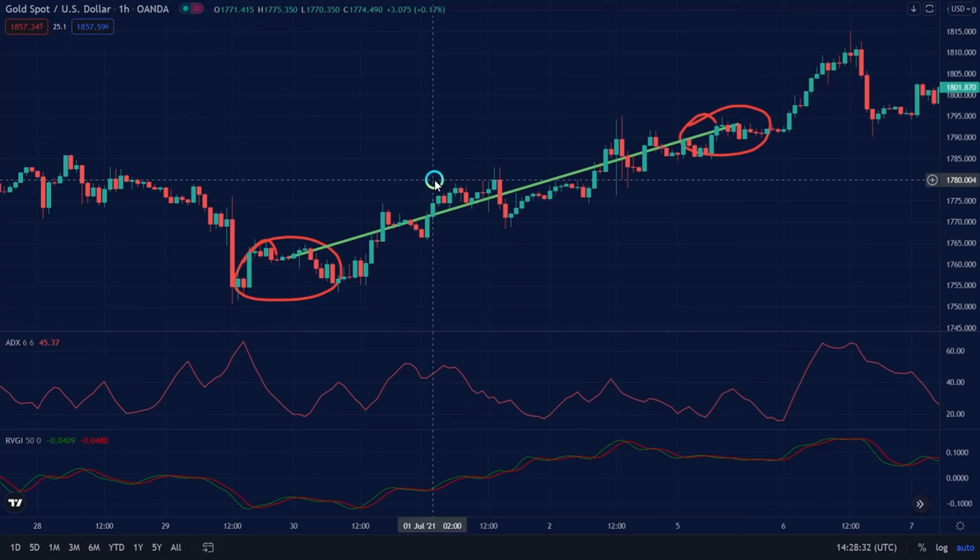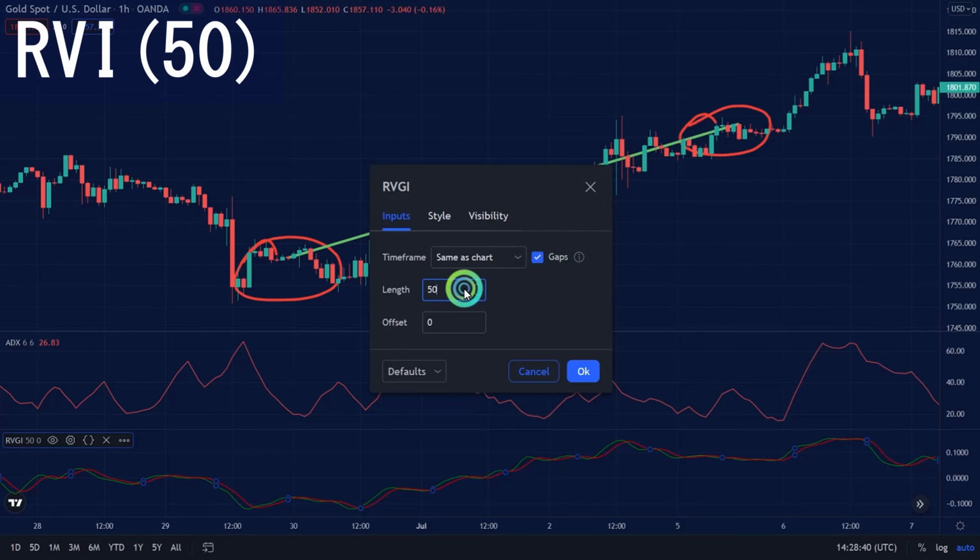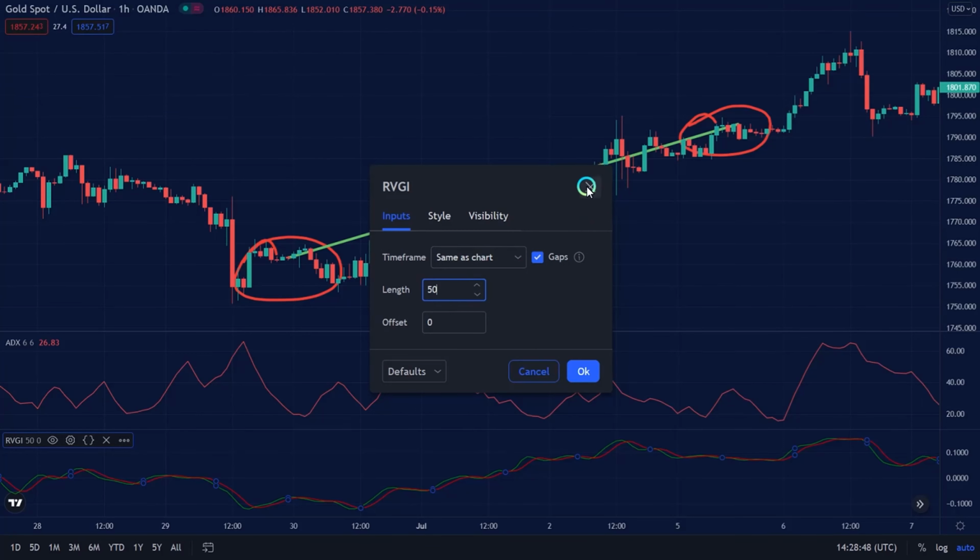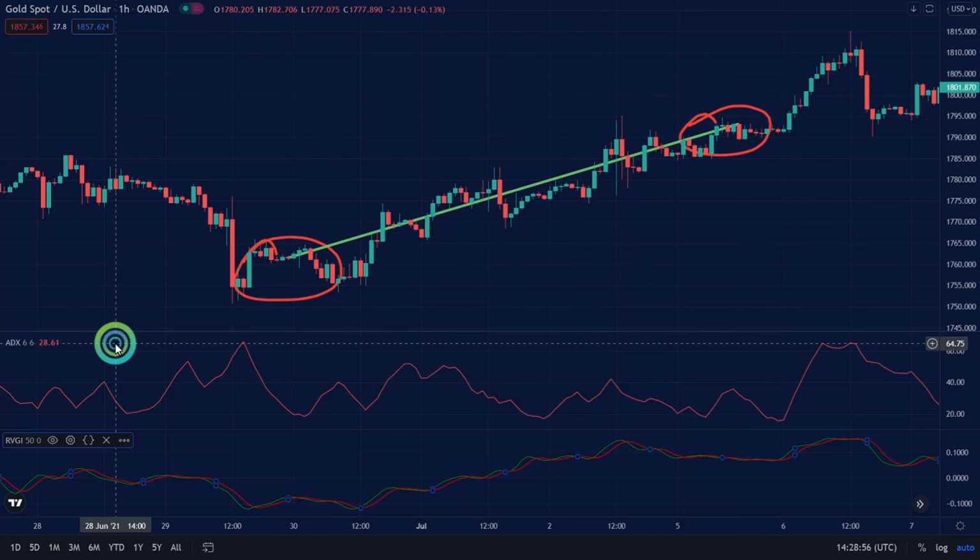So the numbers are the following. We have a relative vigor index that is a 50 period one. It is really important to use a 50 period one and nothing else. I tested it with 99.9% data that I will show you at the end of the video.